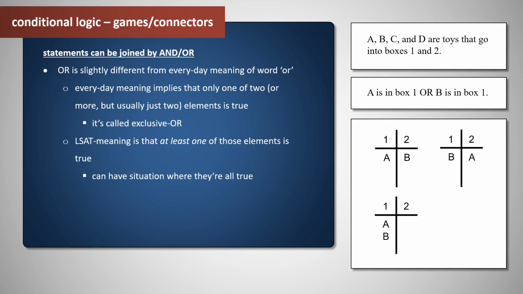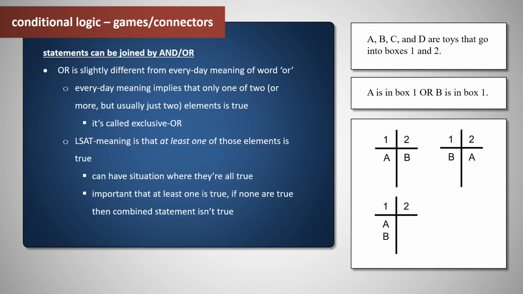When you see or and you're looking to see does your diagram fit, and you have the diagram like the one in the bottom left, you know that that satisfies that statement, or usually it's going to be a rule, satisfies the rule that A is in box 1 or B is in box 1. So it's important that at least one of them is true. If none of them are true, then you know that the combined statement isn't true.